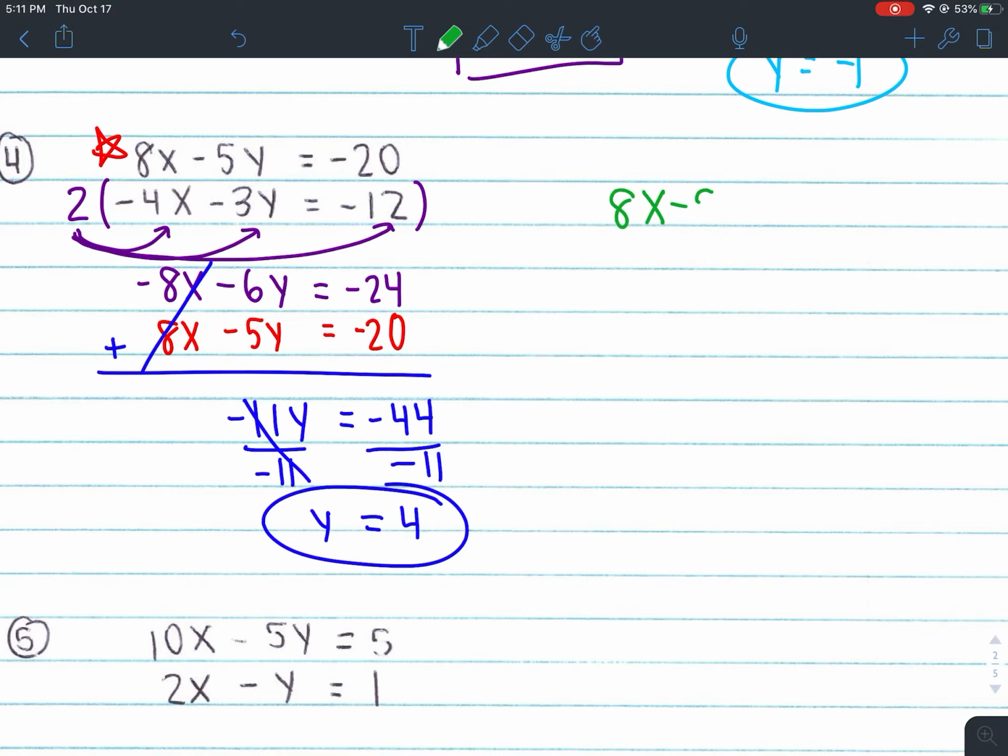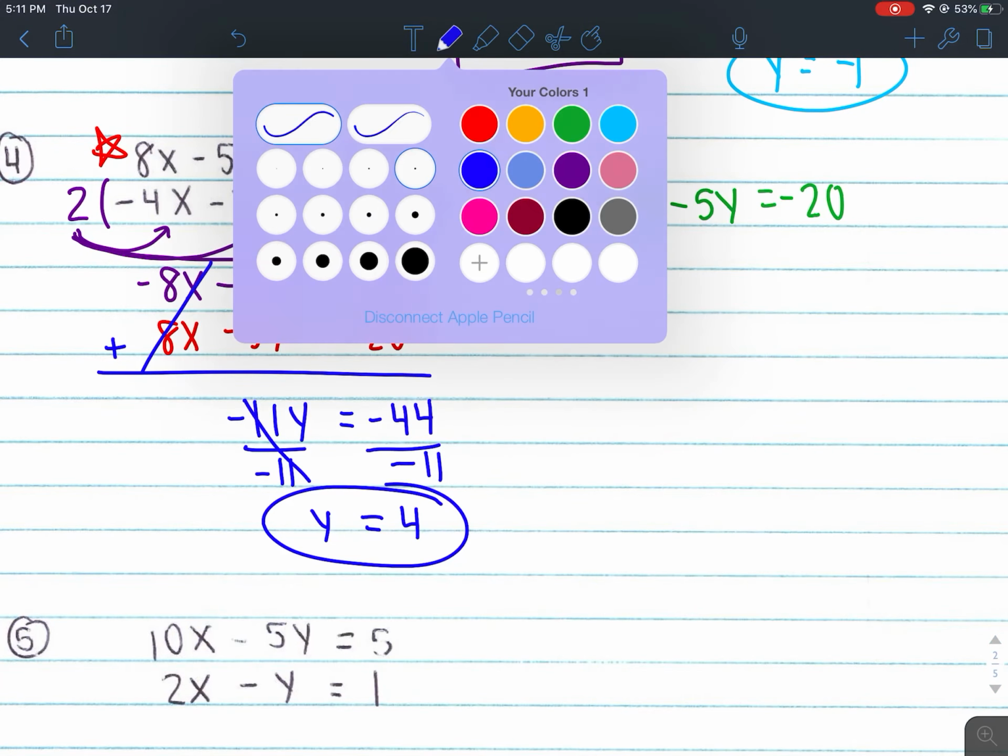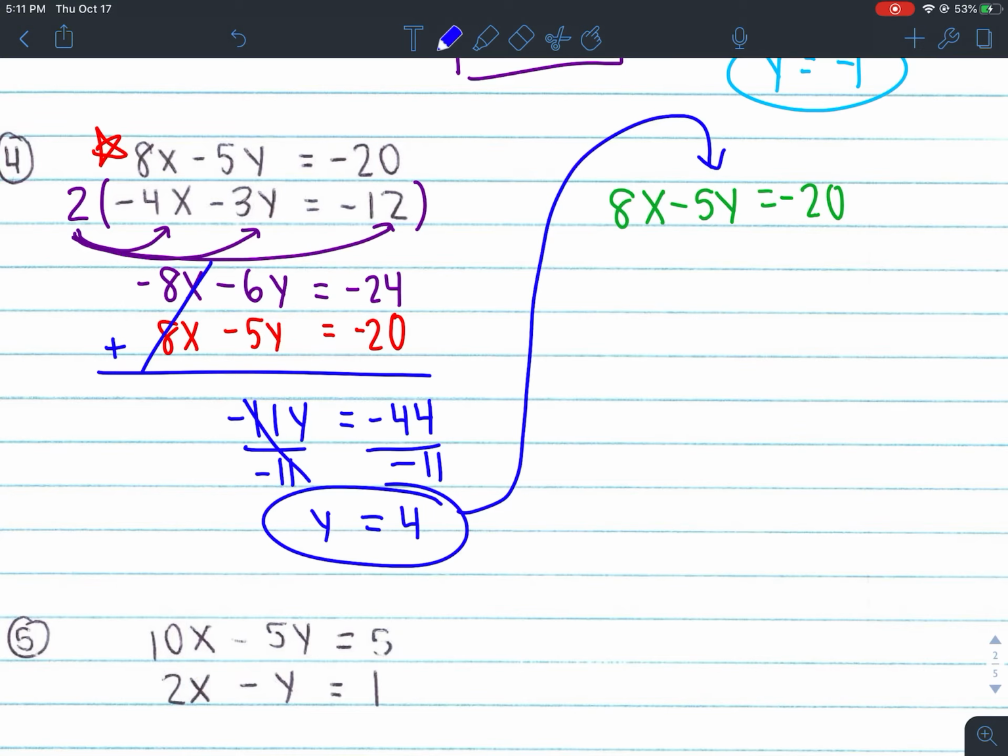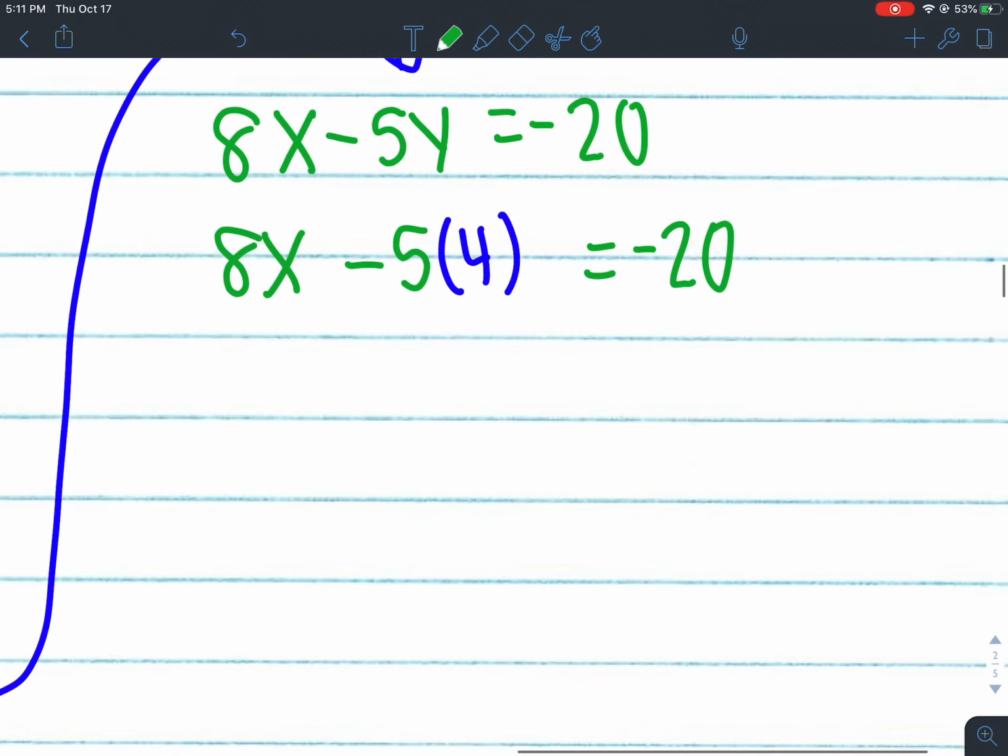And then I'm going to pick one of my equations. I'll go ahead and pick the same one from earlier at the top here. Remember, you need to pick one of the originals. So it doesn't matter which original equation, just you need to pick one of them. I'm going to substitute the y value in. So I have 8x minus 5 times the 4 in parentheses equals negative 20.